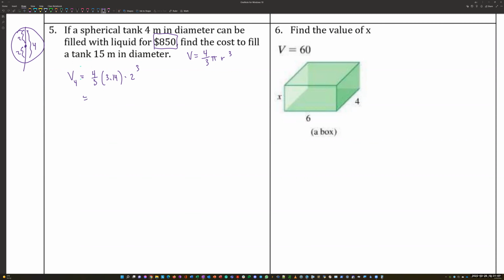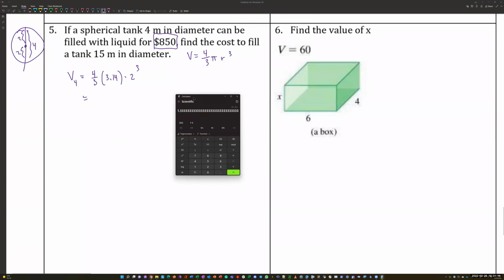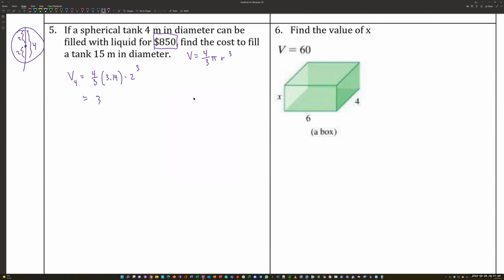All right, let's figure out what this number is. This is 4 divided by 3 times 3.14 times 8. So that's 33.493 and so on meters cubed. Now the volume of the 15-meter tank. Somebody tell me how to calculate that one. What do I have to calculate?